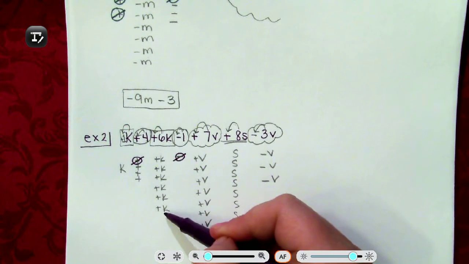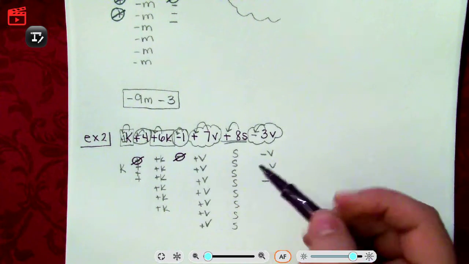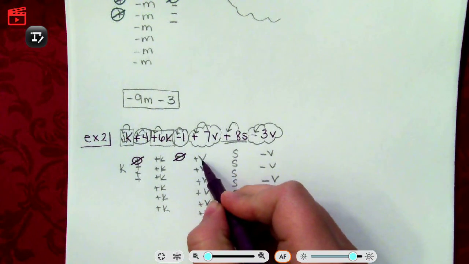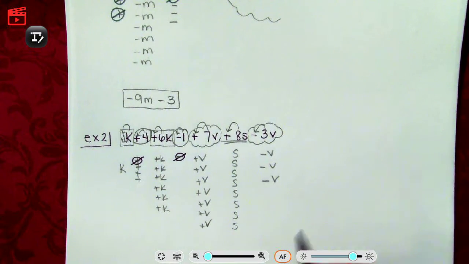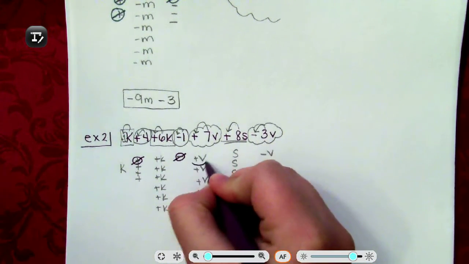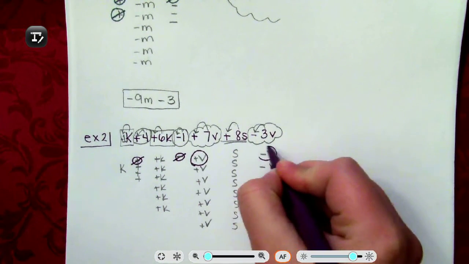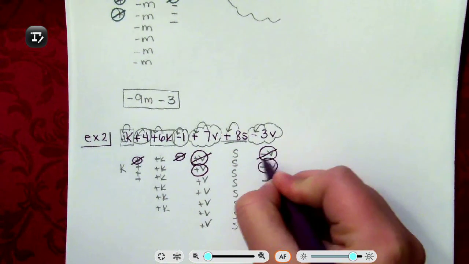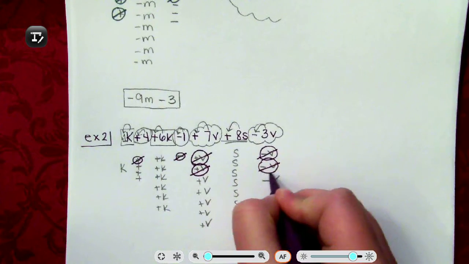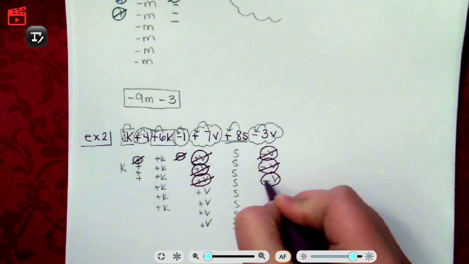Now, k's we already talked about. There are no negative k's for me to combine with, so I'm going to move on. I have a positive v. Do I have a minus v that I can combine and create a zero pair? Yes, I do. So I have 1 positive, 1 negative. That's a zero pair. 1 positive, 1 negative. That's a zero pair. 1 positive and 1 negative. That's a zero pair.